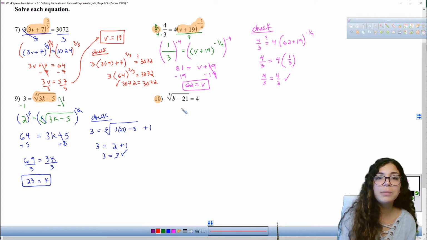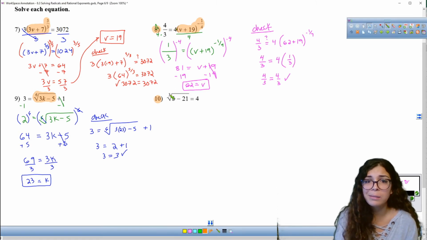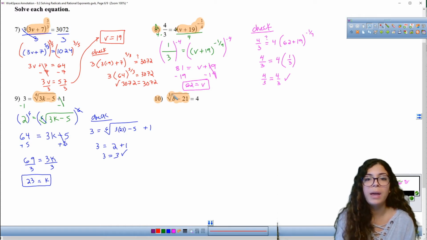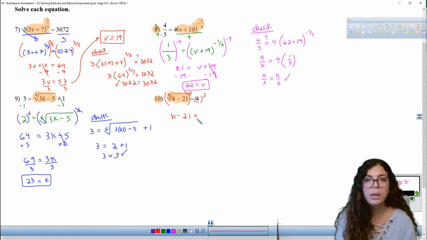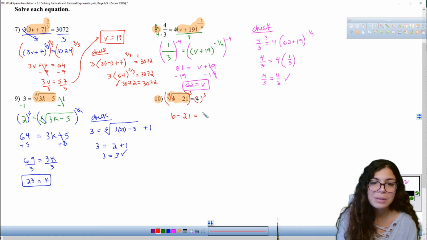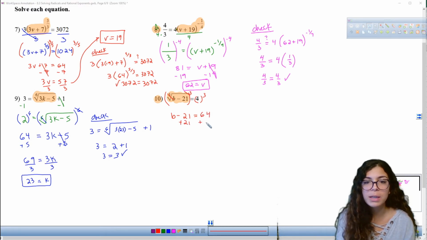All right, let's take a look at number 10. Now, number 10, the radical is already isolated. Great. This is already isolated by itself. So now all I have to do is get rid of that radical. Now this is the cube root, so I'm going to raise both sides to the power of 3 to cancel out that cube root. So we have b minus 21 equals 4 to the power of 3, which is 4 times 4 times 4, which is 64. Okay, then I could add 21 on both sides. So I end up with an answer of b equals 85.